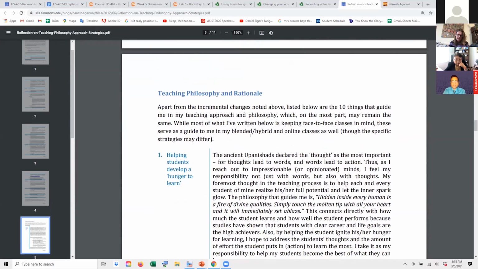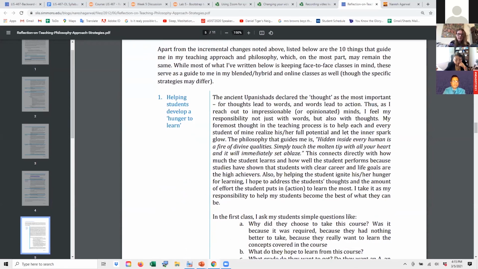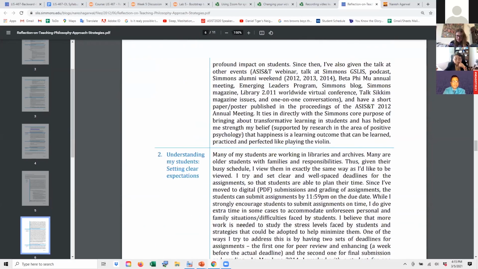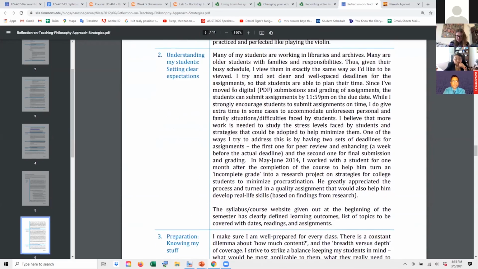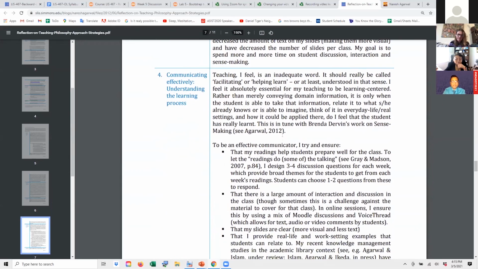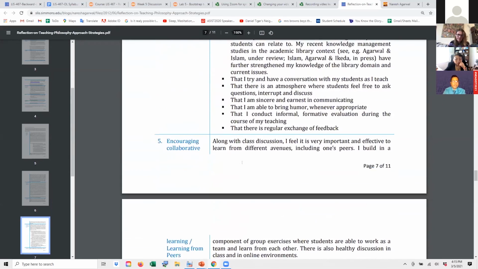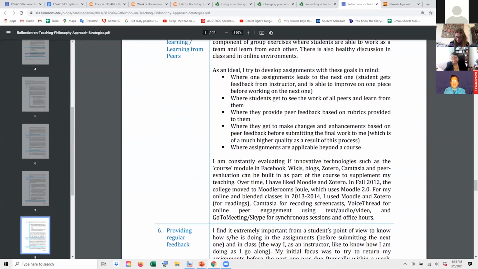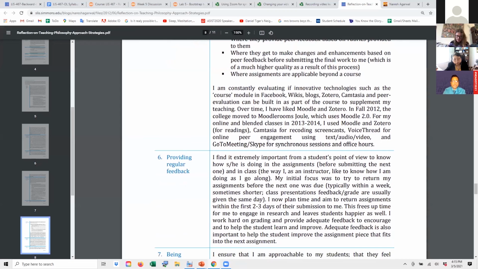And so this is more from the philosophy: helping students develop a hunger to learn, and then understanding my students, setting clear expectations, preparing, knowing my stuff, communicating effectively, understanding the learning process, and encouraging collaborative learning and learning from peers as well. So I give them mock deadlines a week before the actual deadline, so students can grade and provide feedback on each other's work, and then they submit the final work to me. So the quality of the final assignment really greatly improves when that happens.